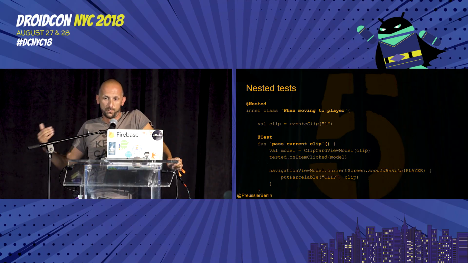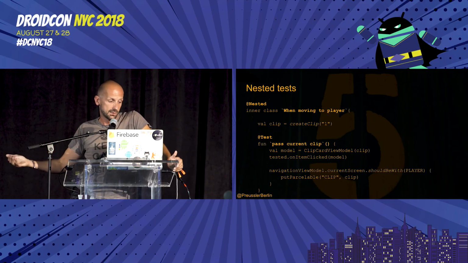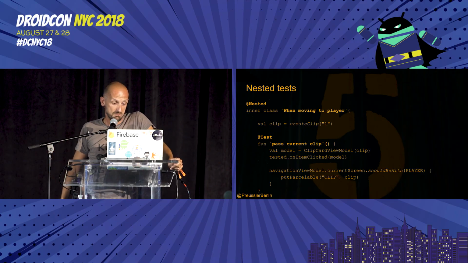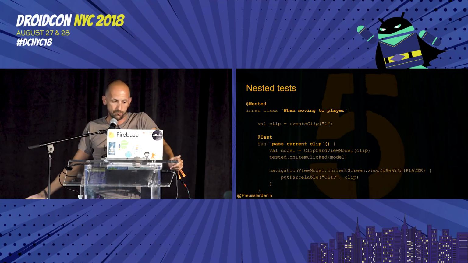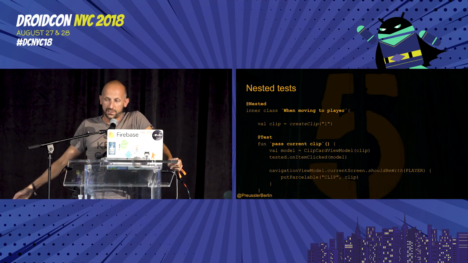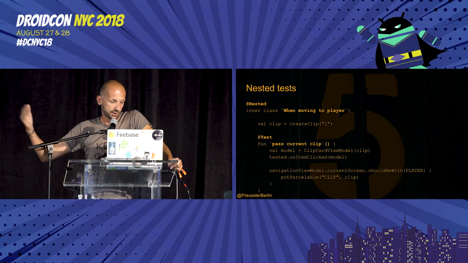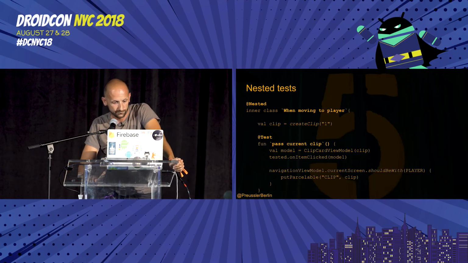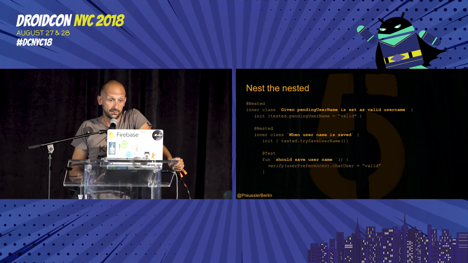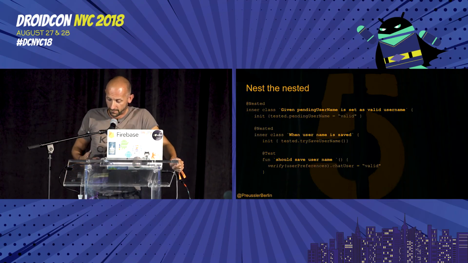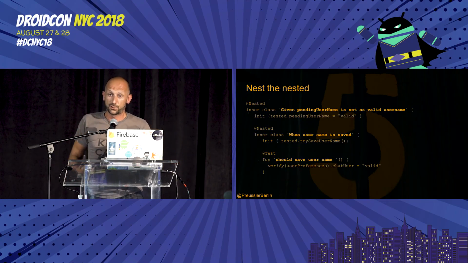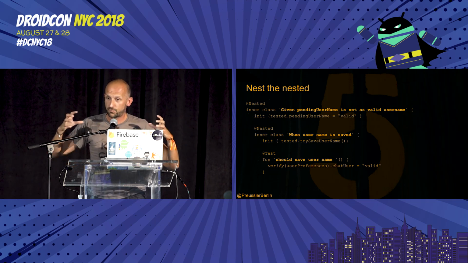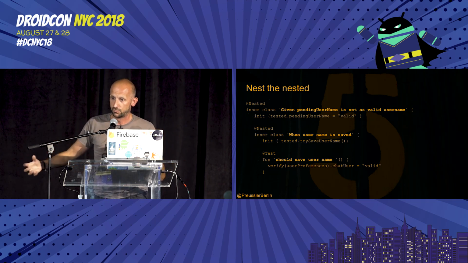So basically when you open a branch for a nesting, it's just an inner class that has an at nested annotation. And it's Kotlin with backtick. I give it a nice name, when moving to player. And then you just add a test method there. Basically just an indentation. So just looking back, when moving to player, pass current clip. That's what we see here. And of course, you can nest it. And why is this nice? Because tests are specification.